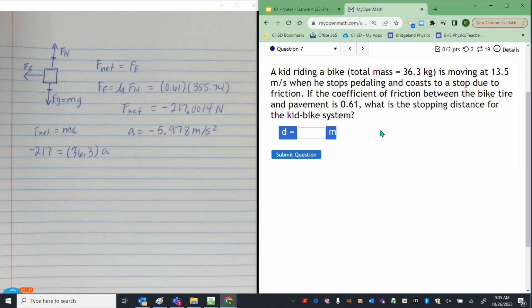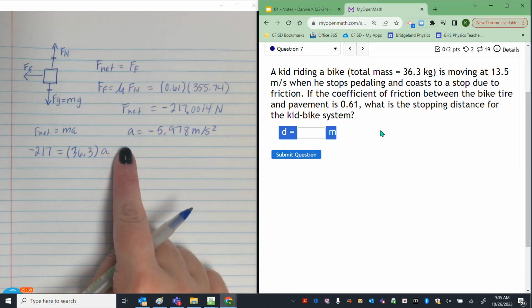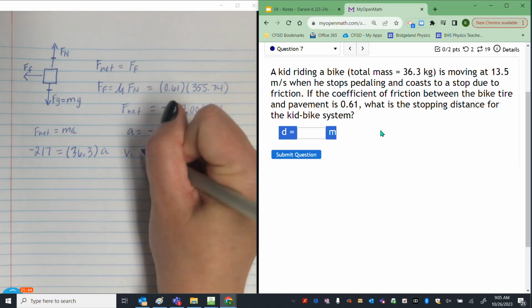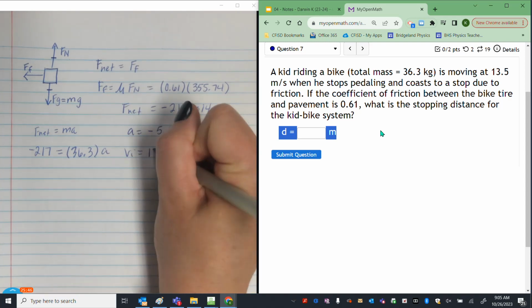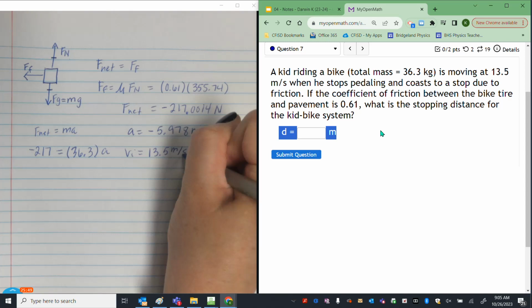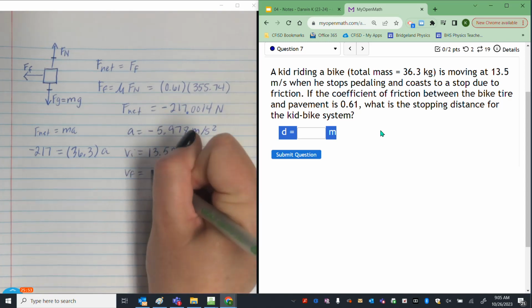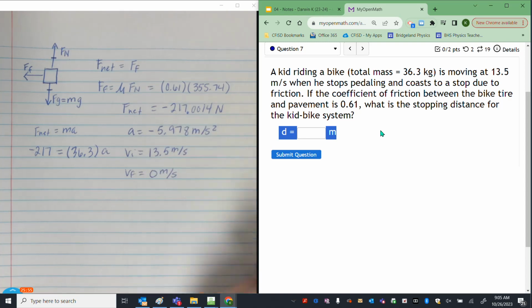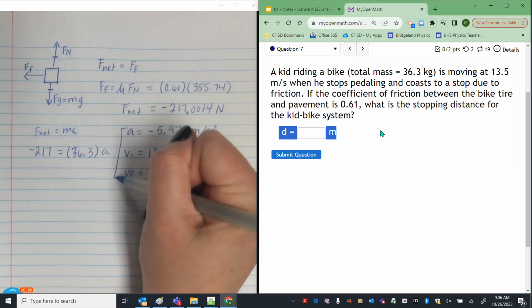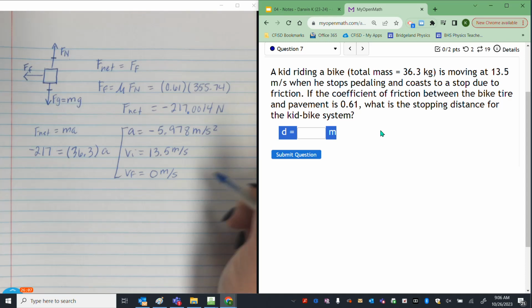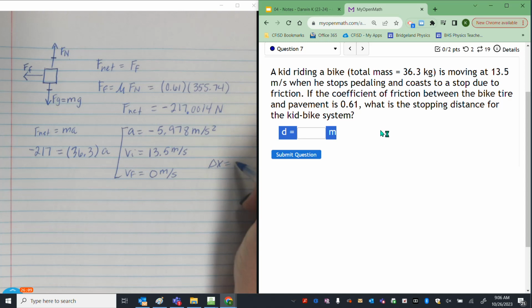Okay, so let's see what else I have. I have that acceleration. I have an initial velocity, because it says he's initially moving 13.5 meters per second, and then he coasts to a stop. So I have a final velocity of 0. So I have those things, and it wants to know the stopping distance. So it just gave me these 3. Well, it gave me 2 of them. I calculated the acceleration. So I can solve for delta x, which is going to be his stopping distance.